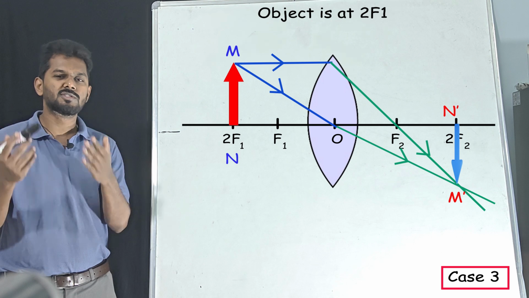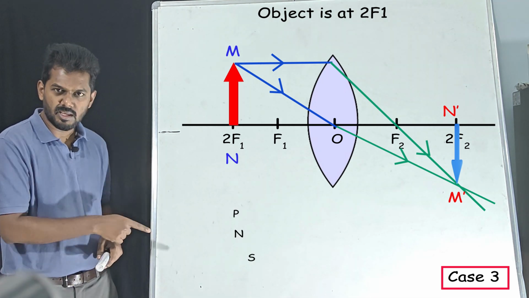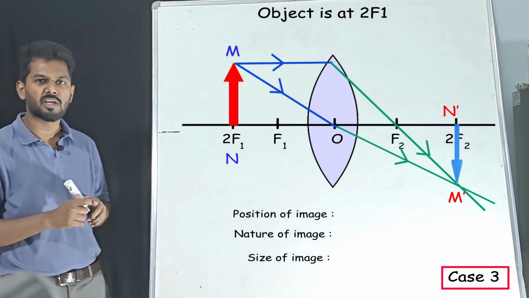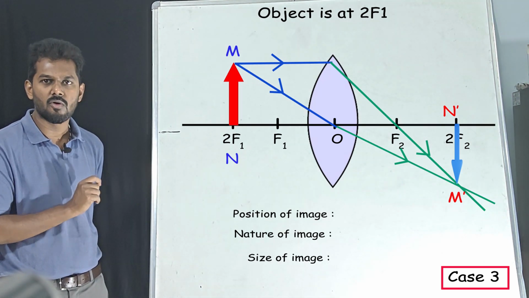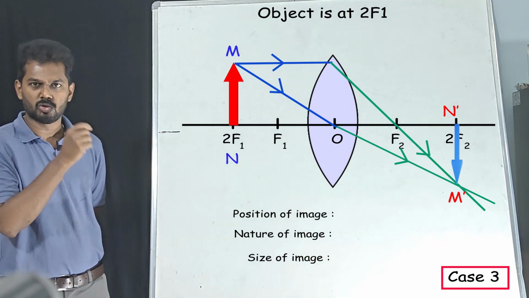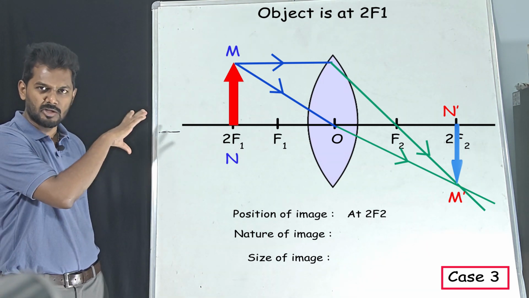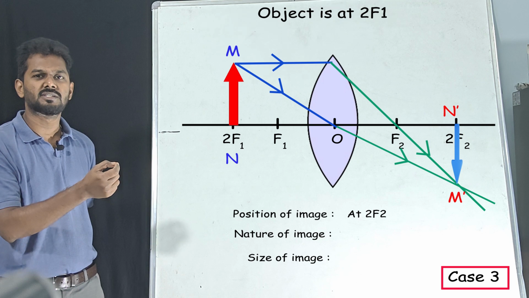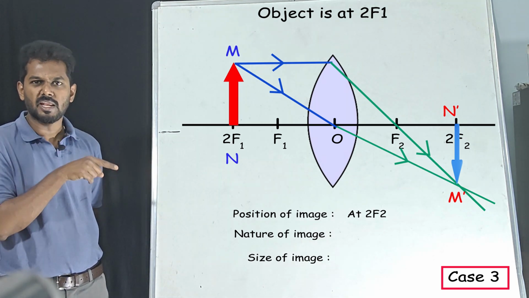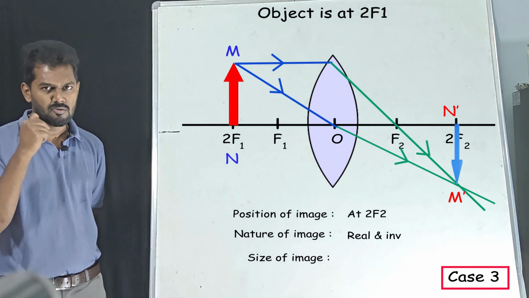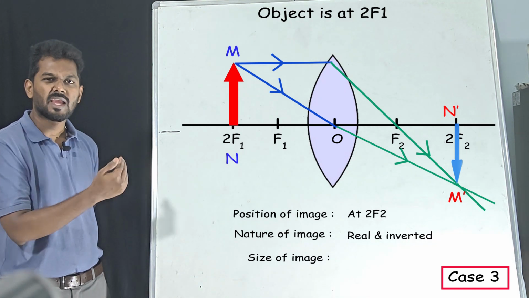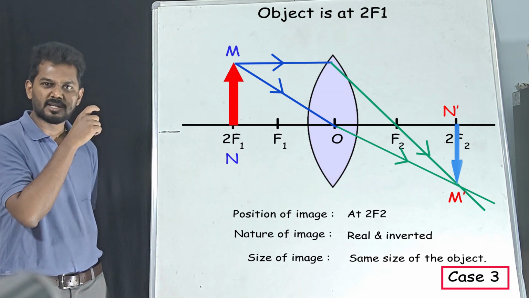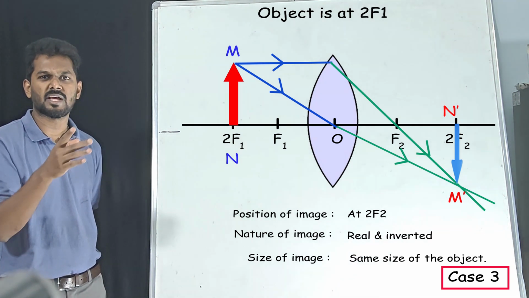That's it. So once you draw the ray diagram, these three plus one application you should know. First one, position of the image. Where is the position of the image now? Exactly below 2f2. So when the object is at 2f1, image will be at 2f2. What is the nature? Obviously, if you see any intersection, that is real and inverted. Then what is the size? I told you when the object is kept at 2f1, the size of the object will be equal to the size of the image.